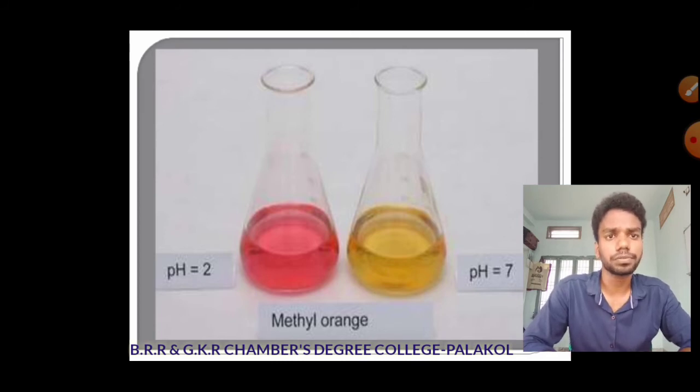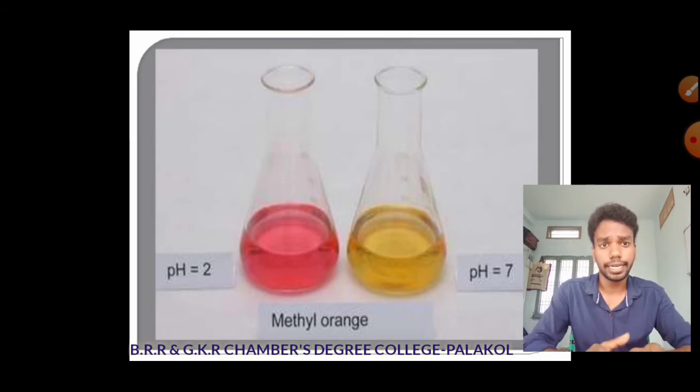Because in that conical flask we have H plus and Cl minus ions, and now we are adding methyl orange indicator, Me plus and OH minus ions. Now H plus from acid and OH minus ions from the methyl orange indicator combine, forming neutralization. Now the reaction goes towards the right side, that is methyl orange is ionized. In ionized form, methyl orange shows red color. That's why that flask appears red color.